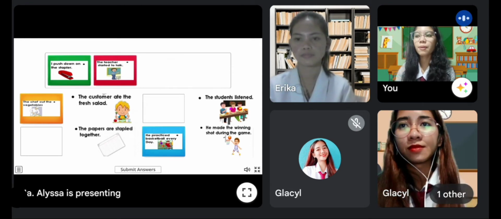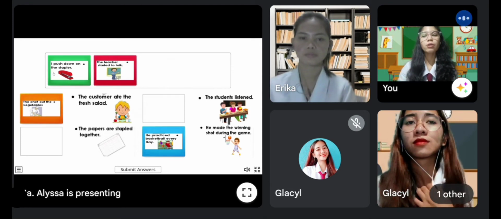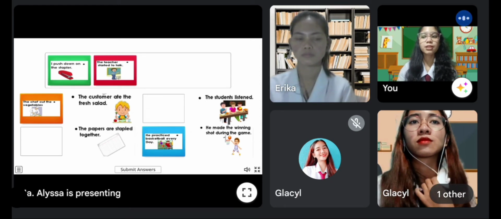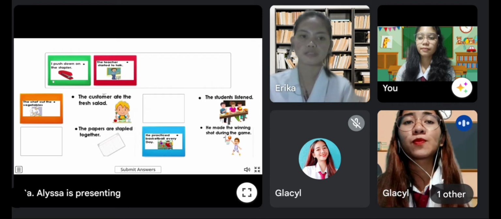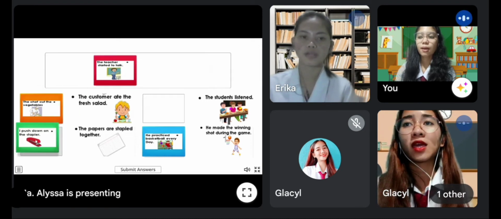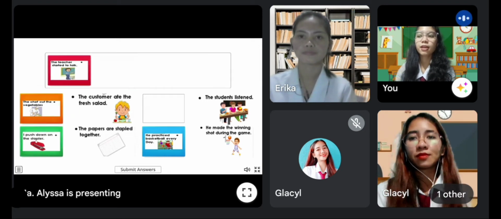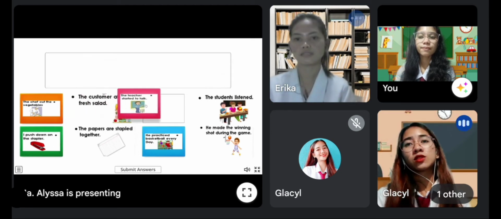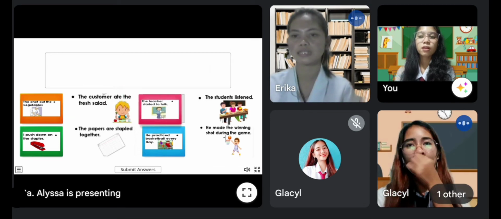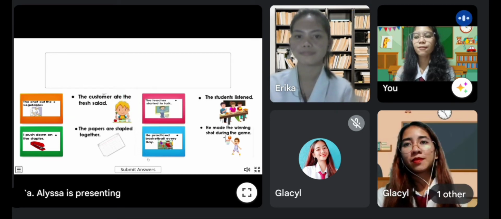How about this? I pushed down on the stapler. What could be the possible effect? The papers are stapled together. And the teacher started to talk. The effect would be? The student listened. Very good.